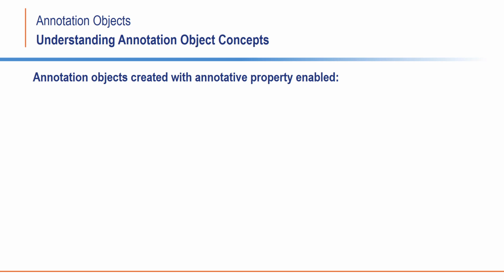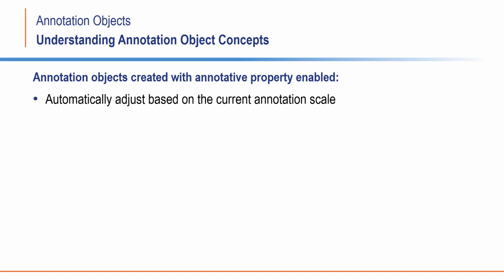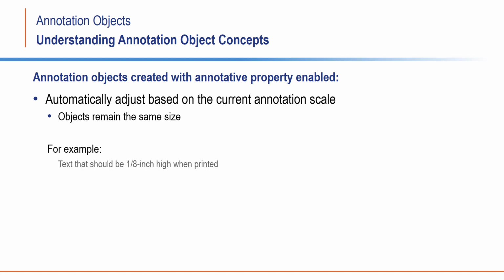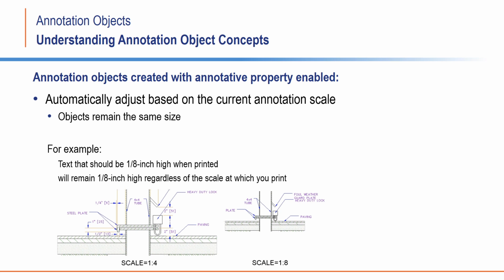Annotation objects created with their annotative property enabled, however, will automatically adjust based on the current annotation scale, so that the objects remain the same size. For example, when you create annotative text that is supposed to be 1/8 inch high when printed, it will remain 1/8 inch high regardless of the scale at which the drawing is printed. If you change the scale of the drawing, the text height changes automatically.